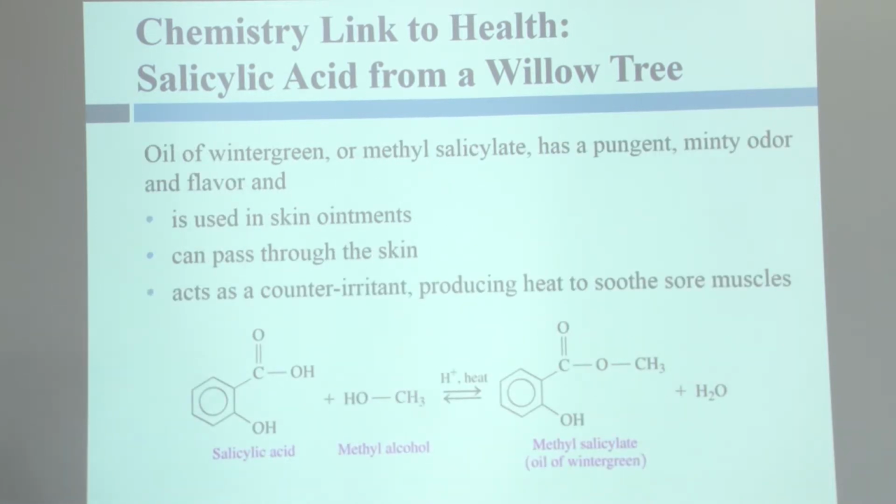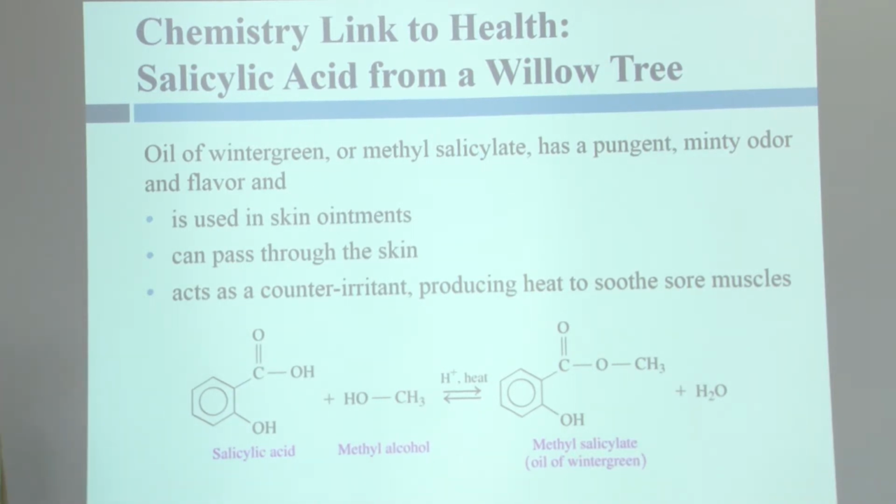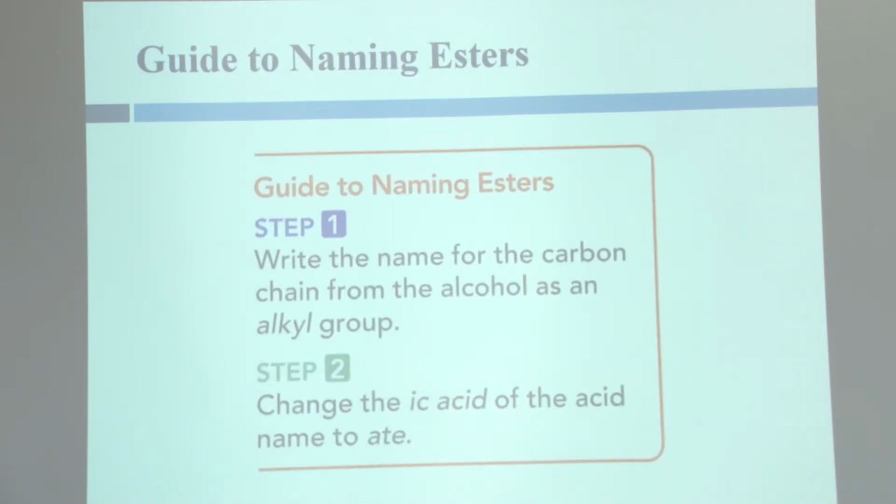Now another one, oil of wintergreen or methyl salicylate, has a pungent minty odor and flavor and is used in skin ointments. It acts as a counter irritant producing heat to soothe sore muscles. So again, salicylic acid with methyl alcohol gives methyl salicylate or oil of wintergreen. So this is another link to health of salicylic acid from a willow tree.